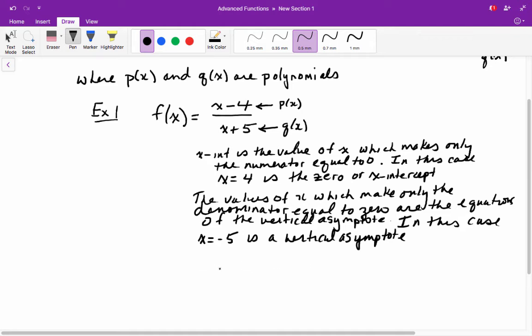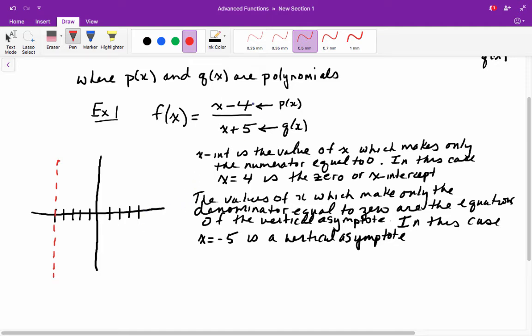So we could start to make a graph, and we're going to put an x-intercept at 4 and a vertical asymptote at negative 5. So let's put a vertical asymptote at -5. And we have an x-intercept at 4. But what does the rest of the graph look like?